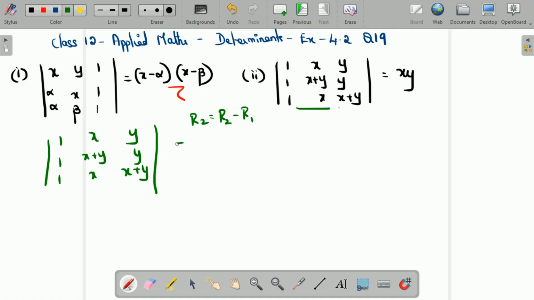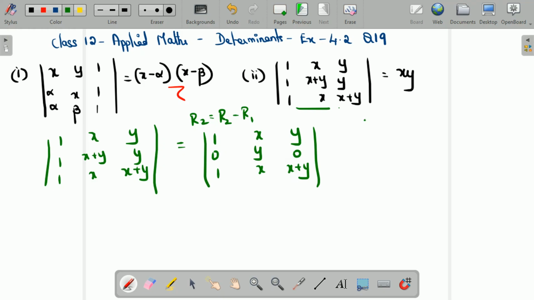So let's see how the determinant changes. The first row remains as such. The second row is second row minus first row. So 1 minus 1 is 0. X plus y minus x is going to be y. Y minus y is 0. Now the last row, I'm going to retain it as such for now. So now let's see, 1, x and x plus y, I wrote it as such.